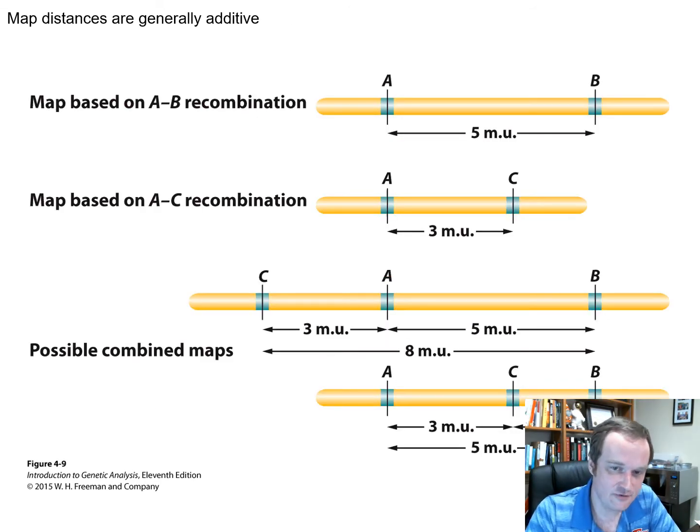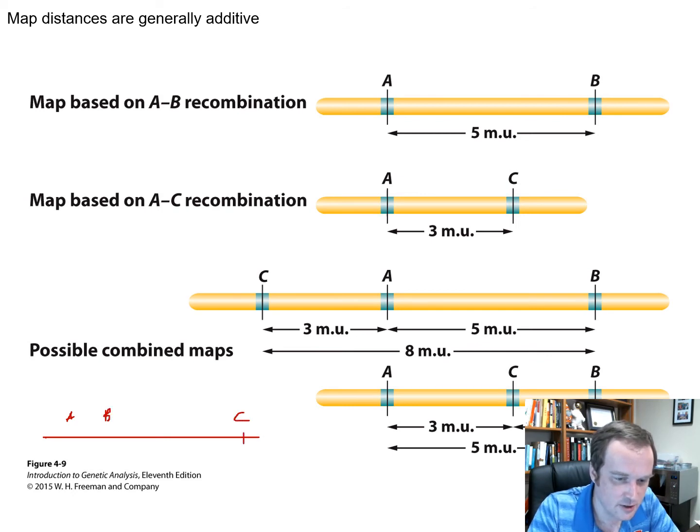So taking that information and the fact that recombination happens randomly across an entire chromosome, I'm going to do a little drawing down here. Say we have genes A, B, and C. And I'll put little marks to where they are.